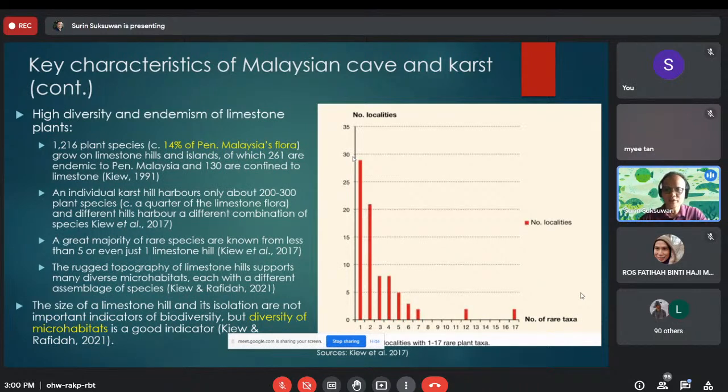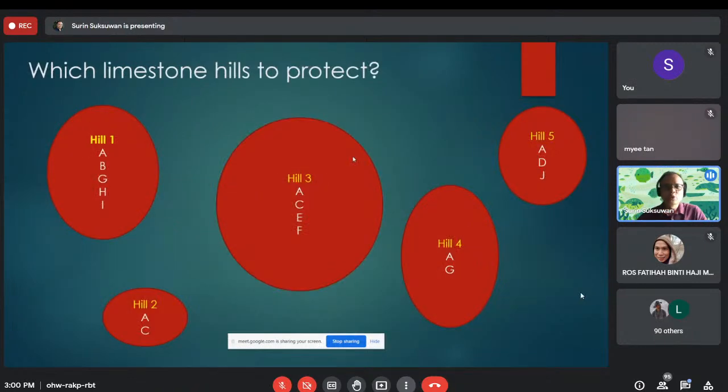So let's go on to the little exercise that I have. Okay, so you can see you have 5 hills here, hill 1 to hill 5, and I've used letters to indicate the species, right? So you have species A, species B. Hill 1 has species A, B, G, H, and I. Hill 3 has species A, C, E, and F. So let's say these are the unique species. Probably there are many other species, but we're only focusing on the unique species. Now, if you want to save all the species, how many of the hills do you need to protect?